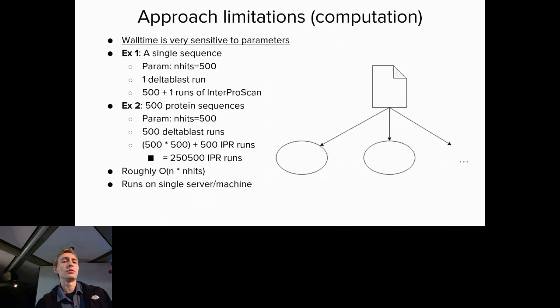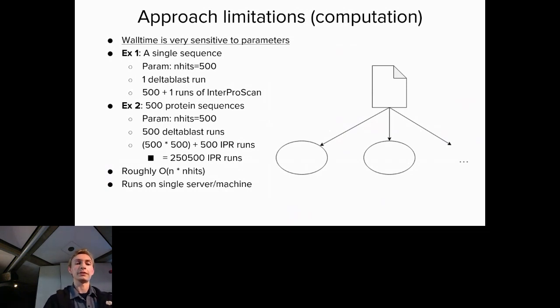And so one limitation with this approach, looking at things on a very large evolutionary scale, is that you have to run a lot of computation, and we run this on a single server. So for instance, if you have a single sequence and you want to get 500 homologous sequences, you run DELTA-BLAST once and you have to wait until that run is done to run your InterProScan. That already takes about 500 minutes, if I'm being generous, at about 1 minute per sequence.